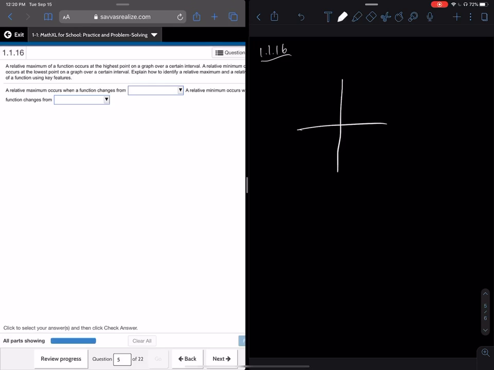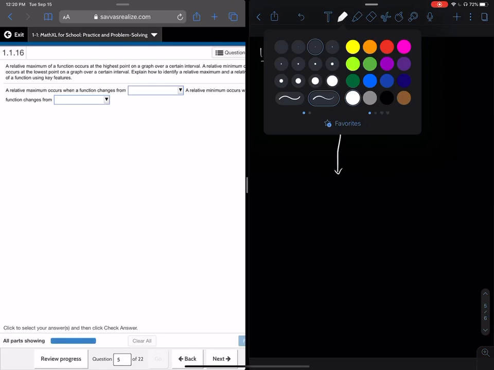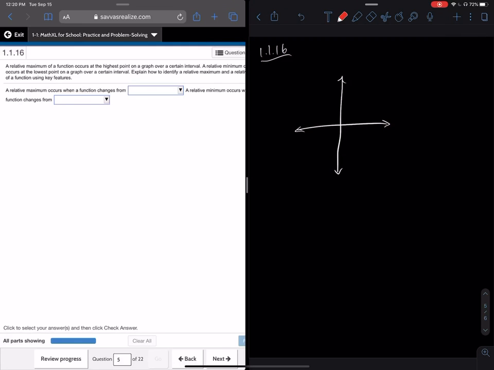So let's say we have this graph here. We have our x and y intercepts. I might have a graph that looks something like this. It doesn't have to be perfect, but some kind of cubic looking function potentially.